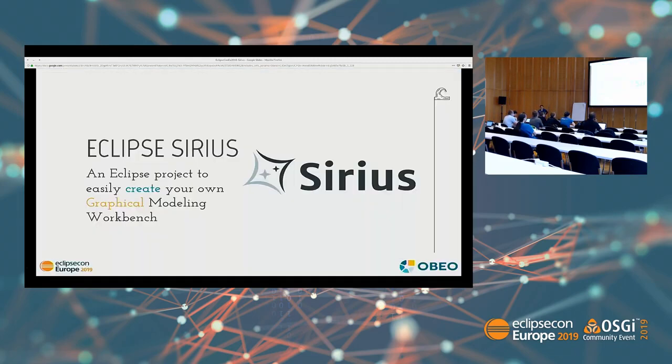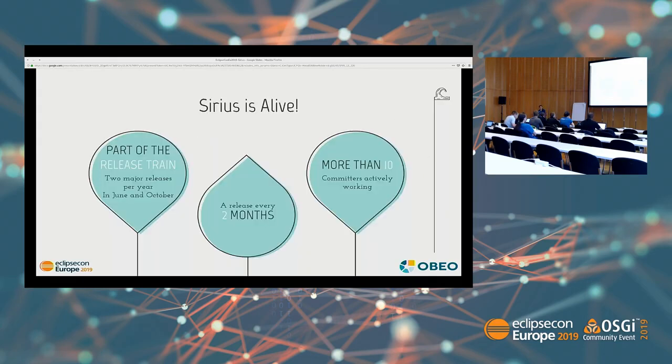So, what is Sirius? How many of you already know Sirius? Okay, it's the majority, but there are some who don't know, so I will just explain the main principles at the beginning. Sirius is an Eclipse project which allows you to easily create your own graphical modeling workbench based on your domain-specific language. Sirius is a very active project.